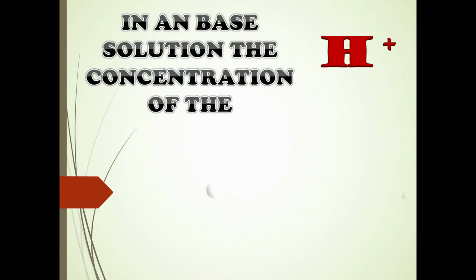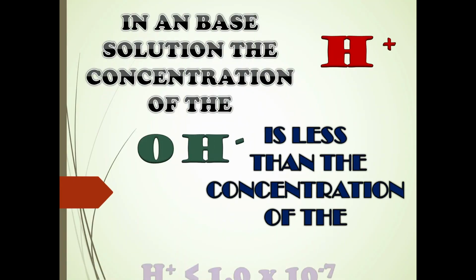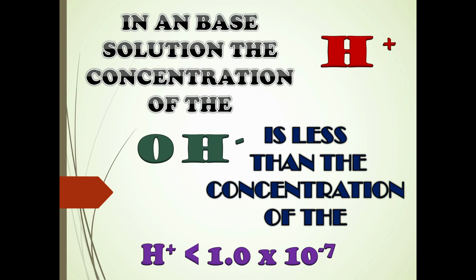On the other hand, in a base solution, the concentration of H plus becomes less than the concentration of OH minus, so our H plus is less than 1 times 10 to the minus 7. Now, I could say in a base that OH minus is greater than 1 times 10 to the minus 7, but I want to keep consistent. I'm going to keep this consistency by asking, what is the value of the H plus? It's 1 times 10 to the minus 7 in pure water. It's greater than that in an acid. It's less than that in a base.